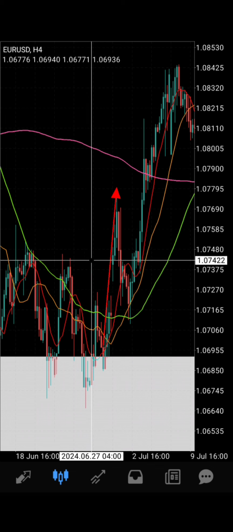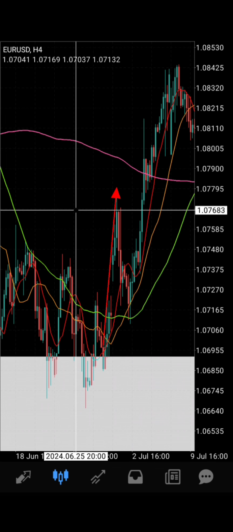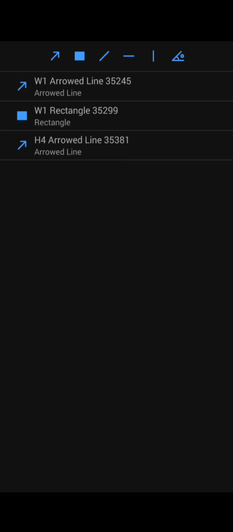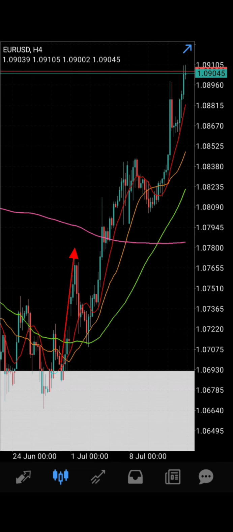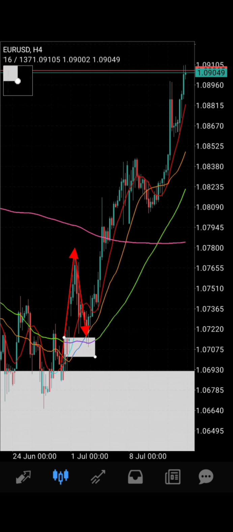The strong move took out all these three previous structures, and when we see the strong move, what we then wait for is a retest, right? We wait for a retest, but not just any retest. The retest must test a zone that has been left behind by the market makers.